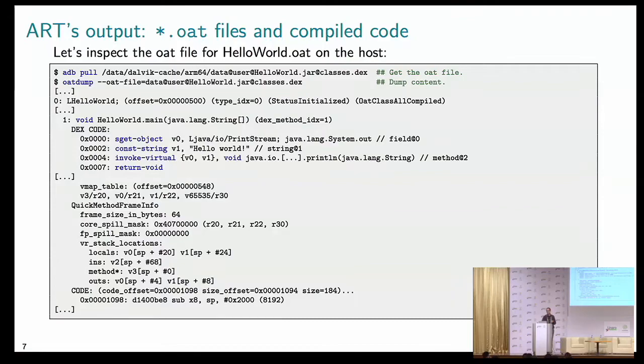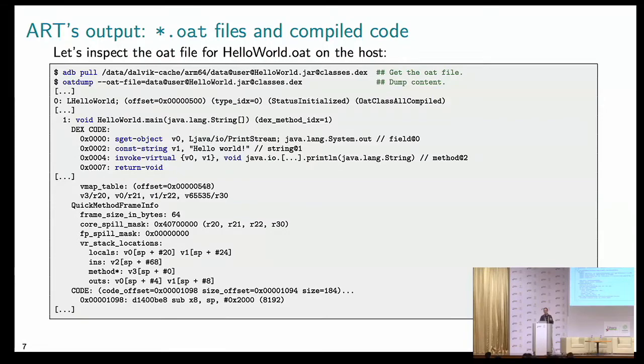In order to do this, we use, again, ADB pull. We retrieve the OAT file from the location on the Android device and put it on our machine. Then we use the oatdump tool, which is another Android tool, to dump the content of this file. We can see three things inside the OAT file. First of all, we see these instructions: get-object, const-string, invoke-virtual, return-void. These are Dalvik instructions. So we have the original Dalvik bytecode copied inside the OAT file.